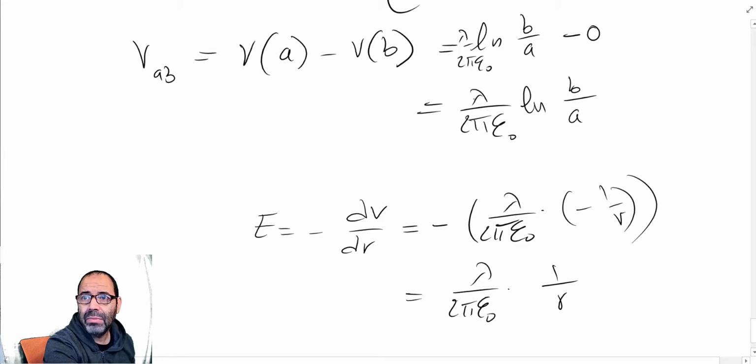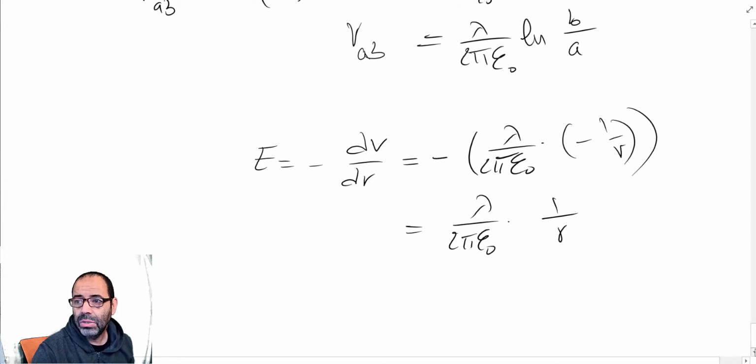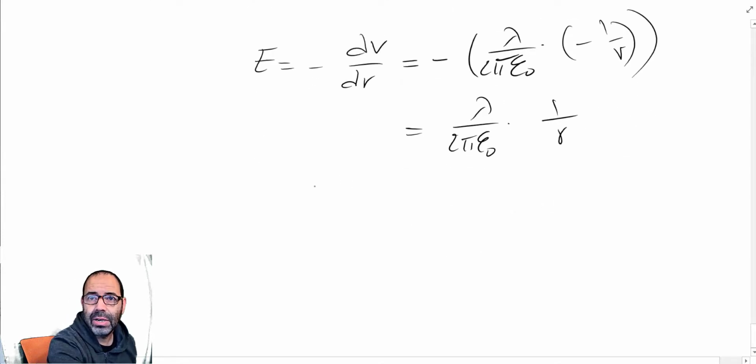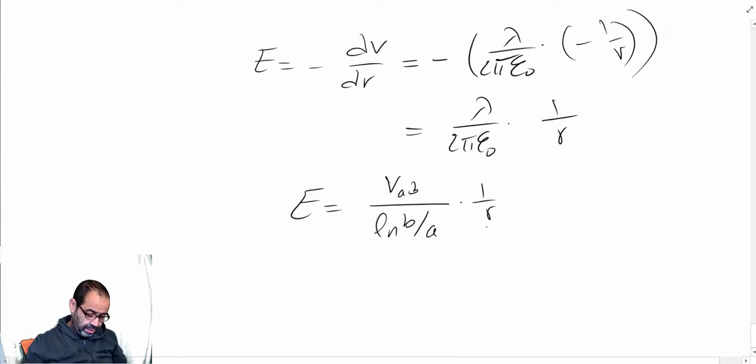Now, this lambda over 2 pi epsilon naught is related to the potential that you can measure in the lab, with the ratio of the geometry in this case. So lambda over 2 pi epsilon naught is simply VAB over that log. If you substitute it in, you find the electric field expressed in terms of the potential as VAB, the potential between the inner and the outer cables, divided by the log of the ratio of their radii, the outer over the inner, times 1 over r. That's an interesting result, okay?